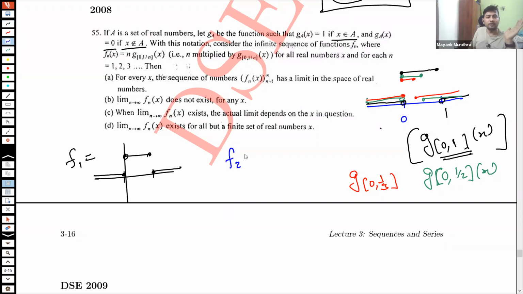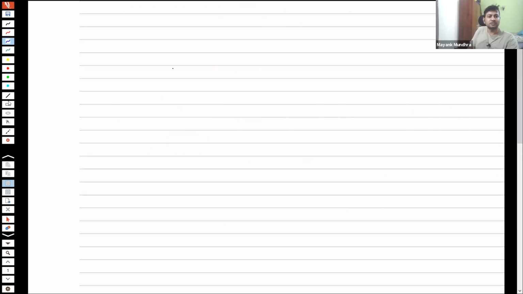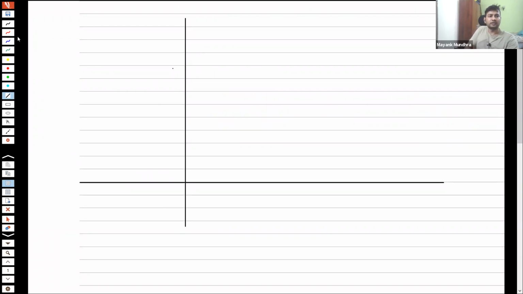Now f_2 is 2 times g of 0 to half. So it will again be 0 here and 0 here, but between 0 and half, it will take a value 2 now. If I were to plot these different functions on the Cartesian plane, they would look like this. This is 0, this is 1, this is 1 by 2, this is 1 by 3, this is 1 by 4, and so on.